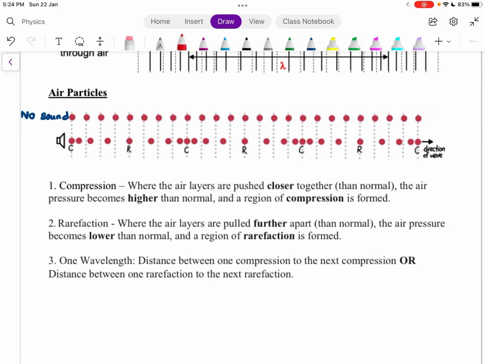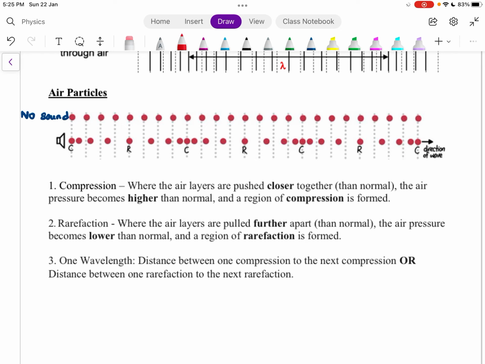Alright, so next will be the identification of the compression and rarefaction particles. How do I identify where is the compression and where is the rarefaction? The very first thing is that we must know that compression is where all the particles are clustered together. You can see right from the picture, initially there's no sound, so the particles will be in their equilibrium position.